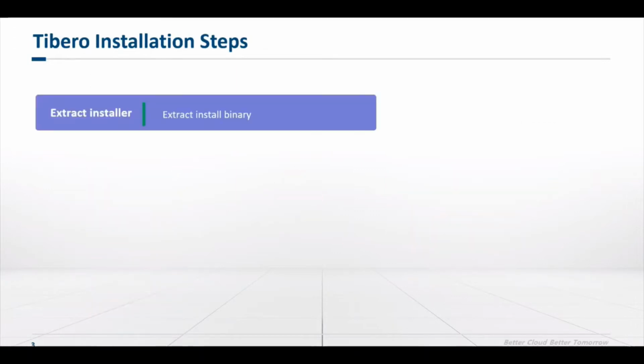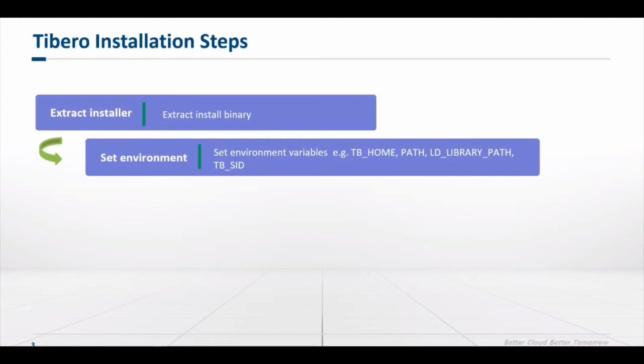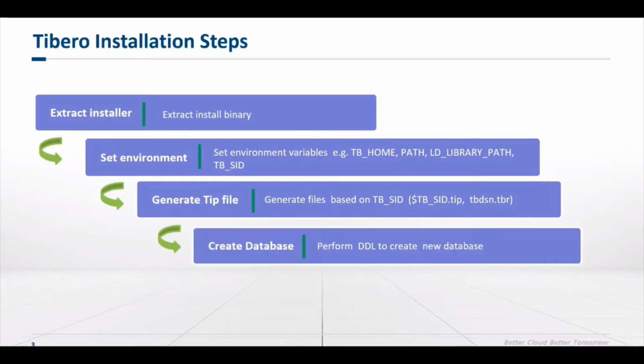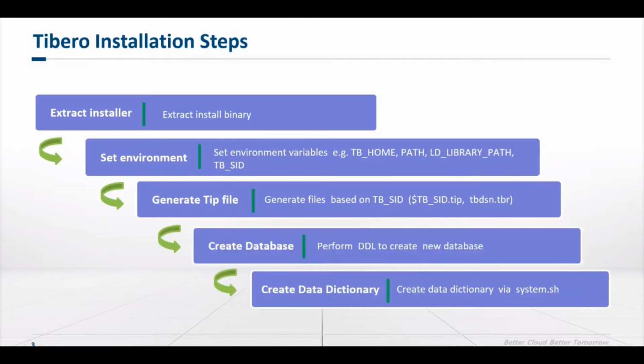Now for Tibero installation, first you need to extract the binary. Then you need to set some environment variables like DB home, path, LD library path, and TB SID. Then you generate the tip file, which is Tibero parameter file, and also the tbdsn.tbr file, which is for client connections. Then you create database, and then finally you execute a script called system.sh to create the data dictionary.